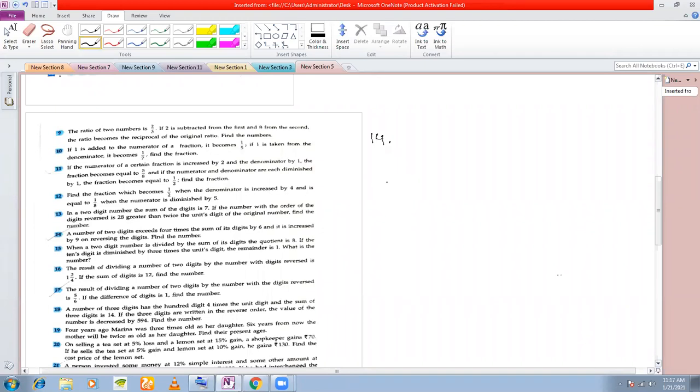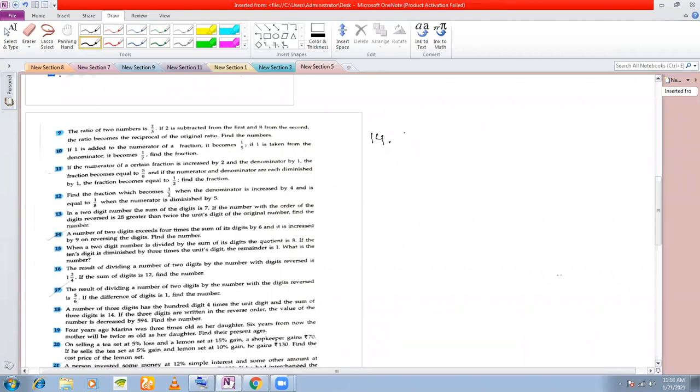Sir, let the number be x. Wait, I'm coming to that. Let's read the problem first. And it is increased by 9 on reversing the digits, right? If you reverse the digits, then you will get the same number by adding 9 to the original number. Okay, let us frame the first equation considering the first condition first.